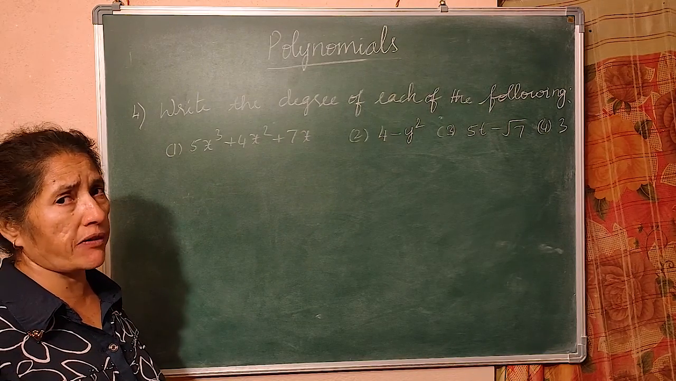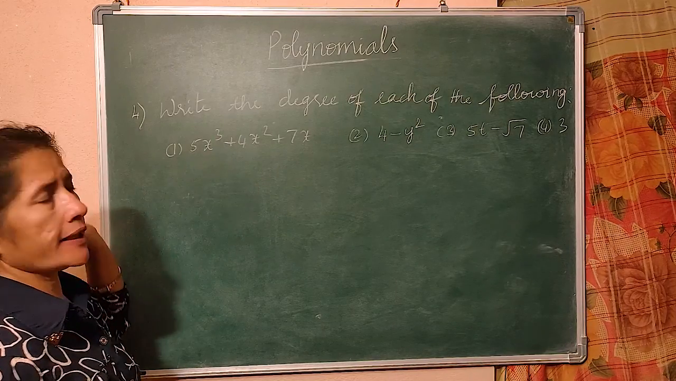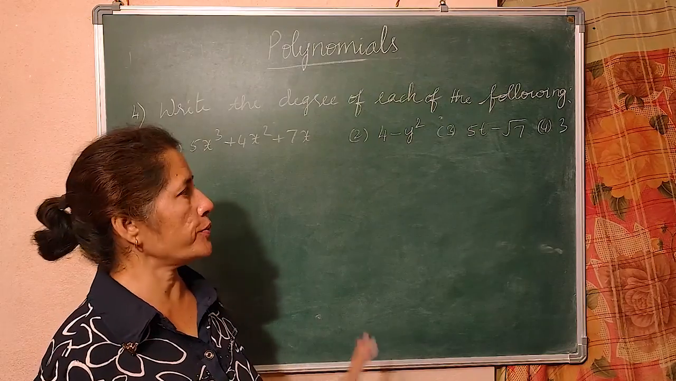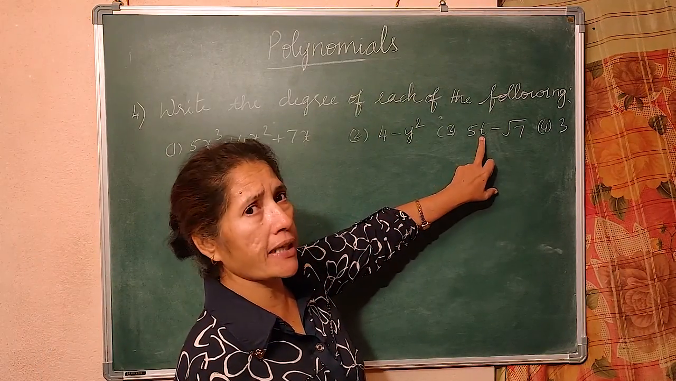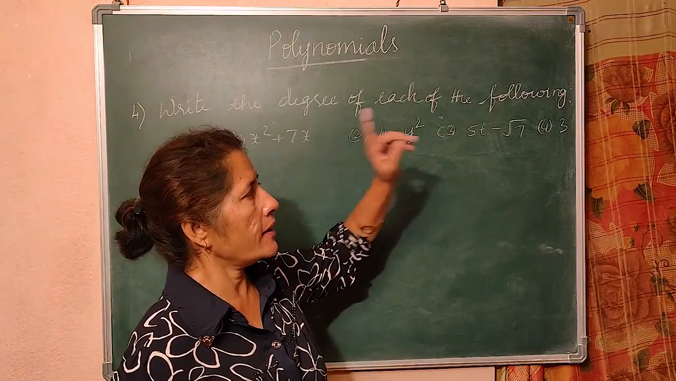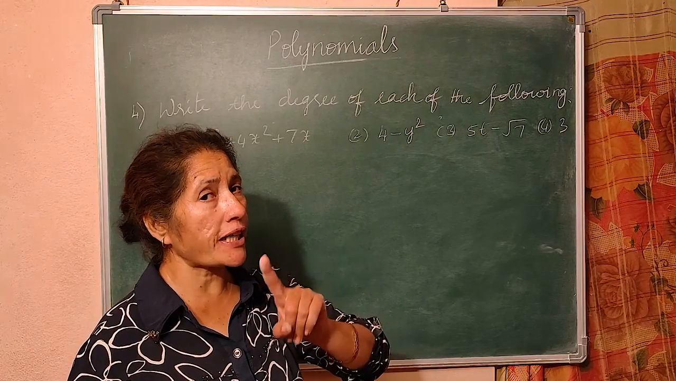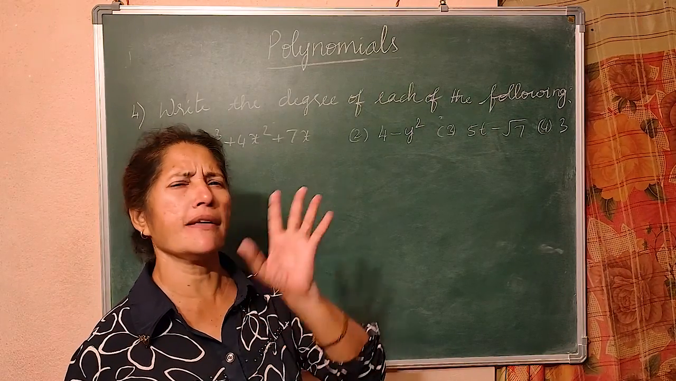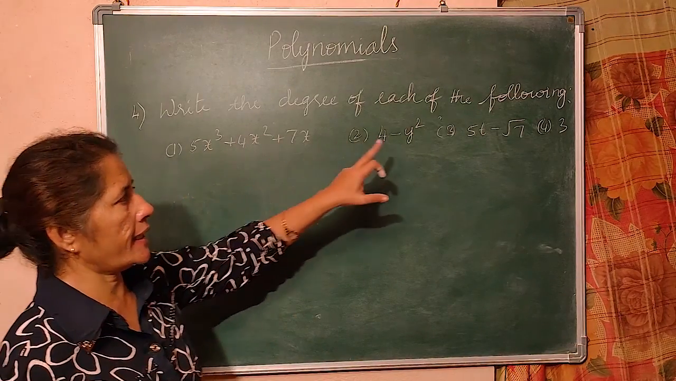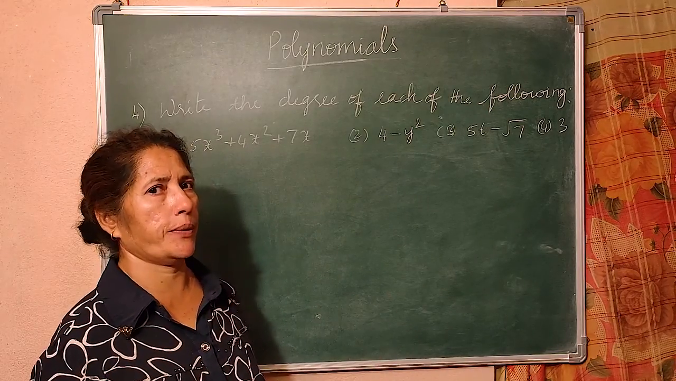The question is, write the degree of each of the following. Degree means highest power of the variable. So, what is the highest power? 3. Degree is 3. What is the highest power? 2. Degree is 2. What is the highest power? T? No power. That means her power is 1. Degree 1. What is the highest power? No variable. So, it is a constant polynomial. Degree 0. Is it clear? Degree 3, degree 2, degree 1, no degree or degree 0.